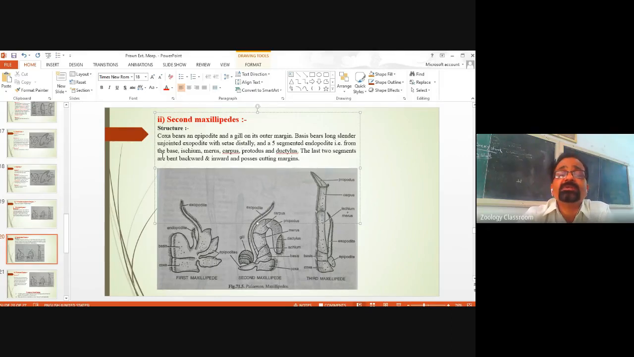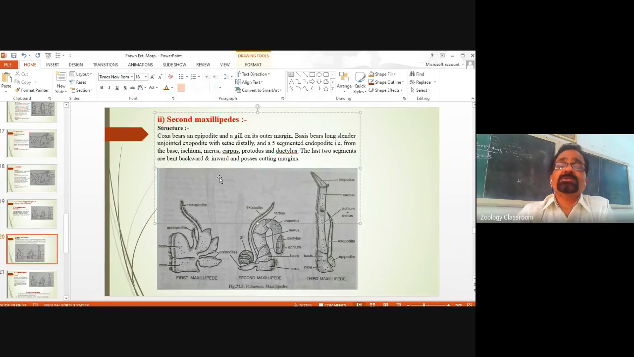Now what are its segments? Ischium, merus, carpus, propodus. Can you see this? Propodus, and finally dactylus. The last two segments are bent backward, that is, they go forward and then turn back down. Which are the last two? Propodus and dactylus. They are bent backward and inward and possess a cutting margin. Can you see this? This is the cutting margin.